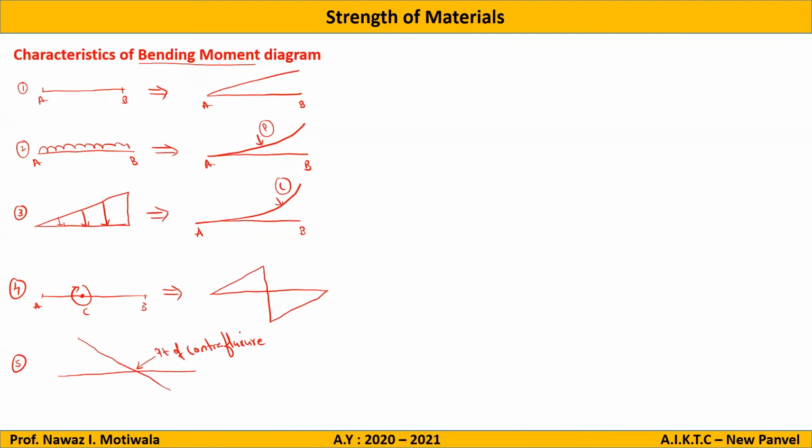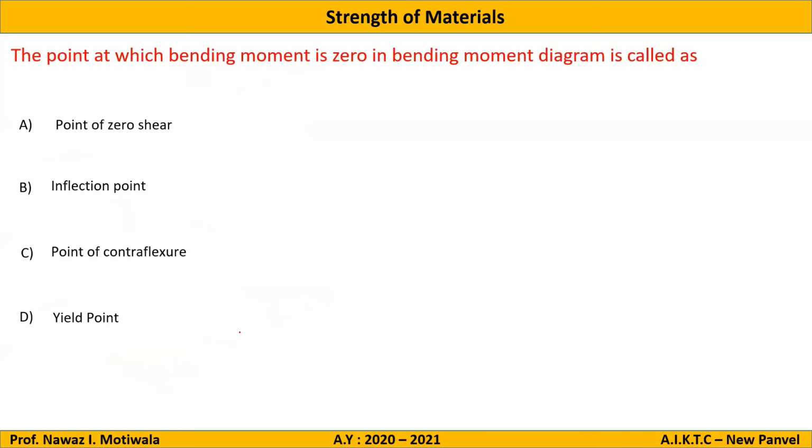So hope you have understood all the basics of SFD and BMD, and now we are ready to move towards the MCQ part. So the first question is: the point at which bending moment is zero in bending moment diagram is called. Just now we have discussed this, and the answer is point of contraflexure. Answer.